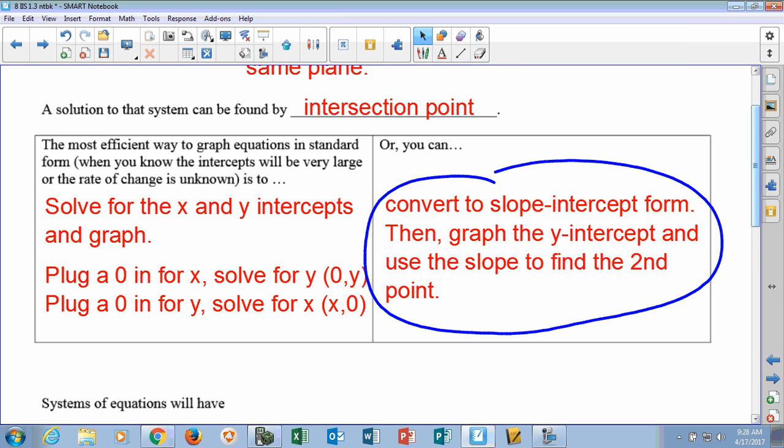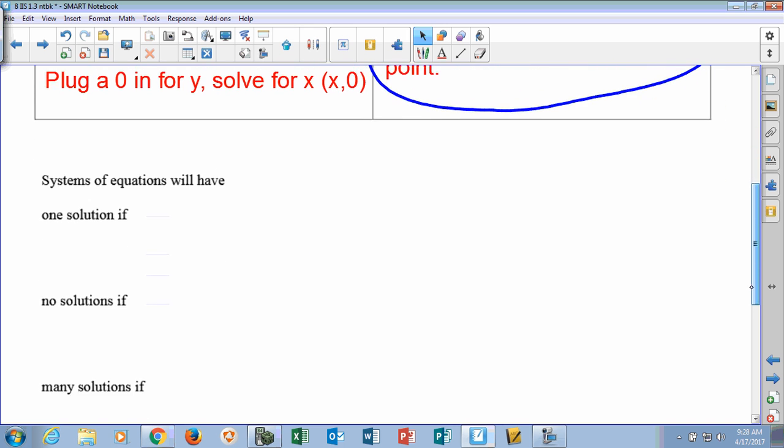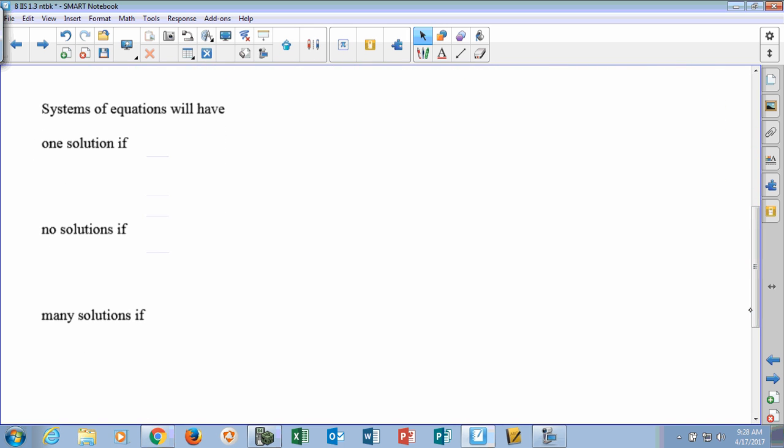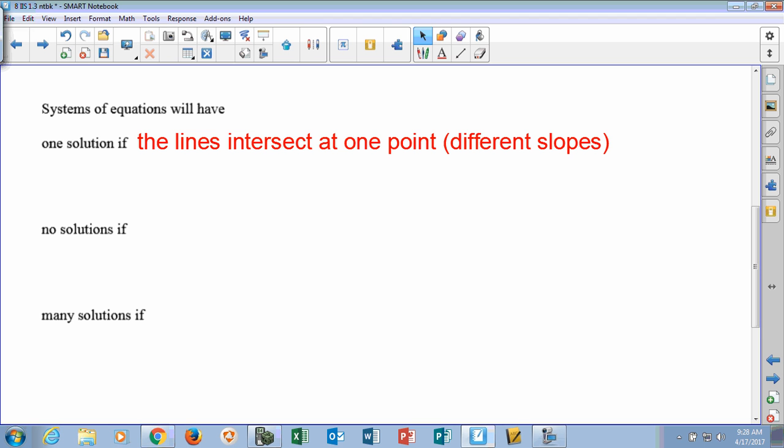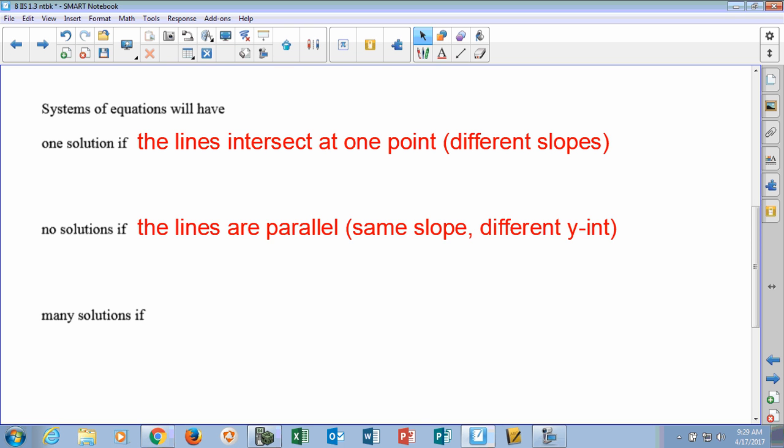Okay? All right. So, systems of equations will have one solution if the lines intersect at one point. Okay? And usually that happens when the two equations have different slopes. If the two equations have different slopes, they're going to intersect at one point no matter what. You will have no solutions if the lines are parallel, which means when you put them in slope-intercept form, you have the same slope but different y-intercepts, so they'll be parallel, which means they will never ever touch, hence meaning you do not have an intersection point.